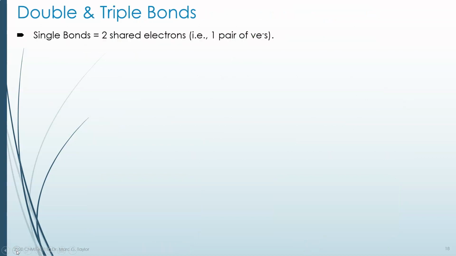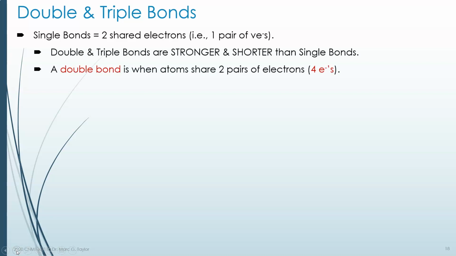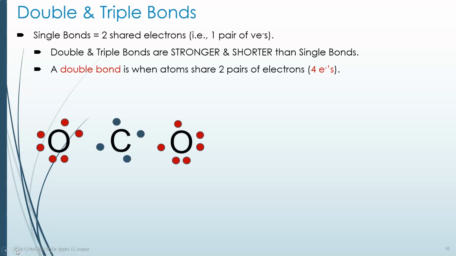So double bonds would be twice as many electrons as a single bond, 2 pairs of shared electrons. A single bond is 2 electrons, 1 pair. A double bond would be 2 pairs of electrons, or 4 electrons. A triple bond would be 3, and we'll get to that in a second, but let's talk first about the double bond. Here's carbon in the center. It has 4 valence electrons. It needs 4 more electrons. Well, where is it going to get them?